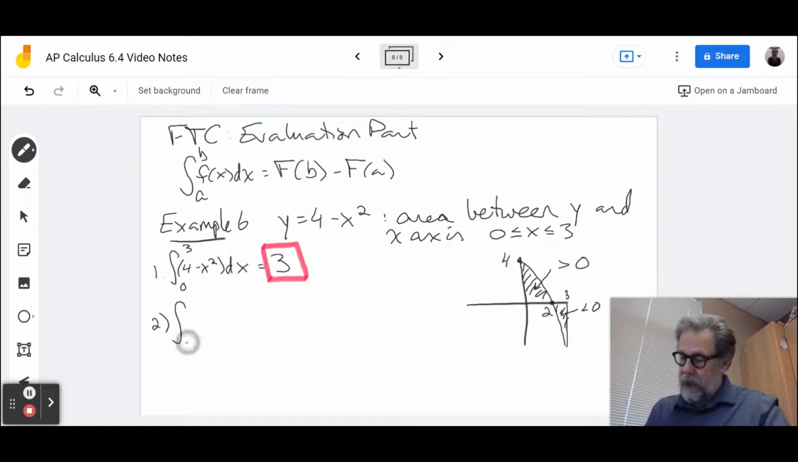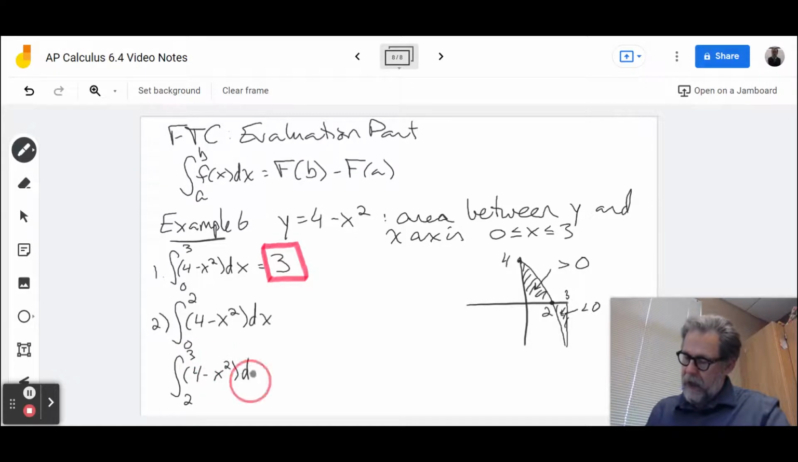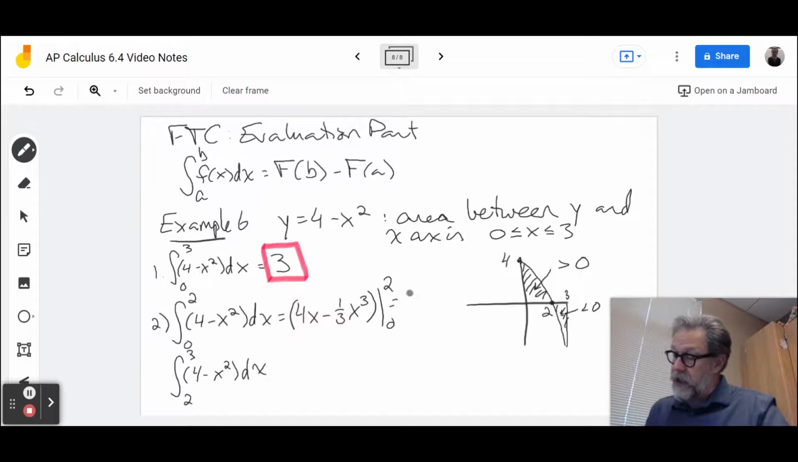Let's go from 0 to 2, because I know that that's all positive. And then let's calculate what happens between 2 and 3, because I know that that's going to be negative. I know that the antiderivative of 4 minus x squared is 4x minus 1/3 x cubed. I'm going to evaluate from 0 to 2, and what I get is 16/3.